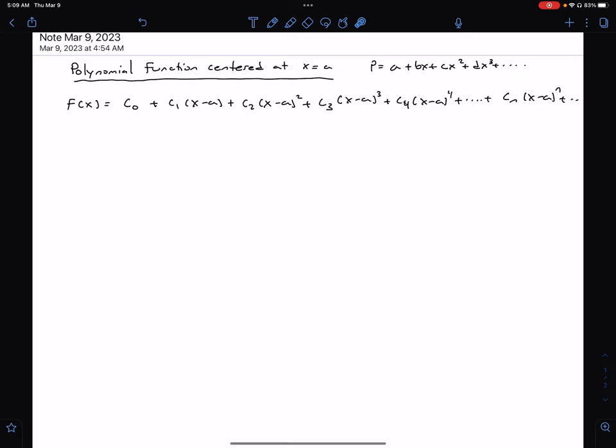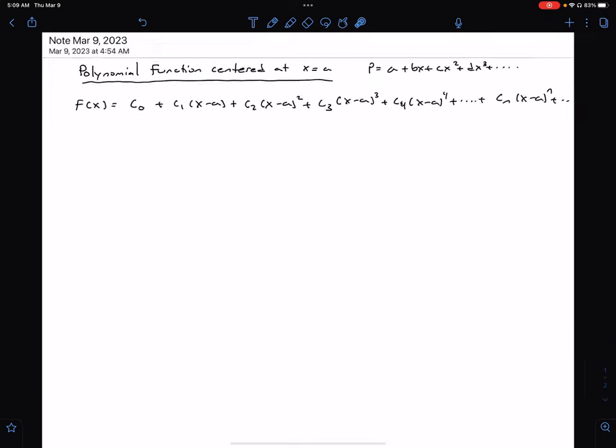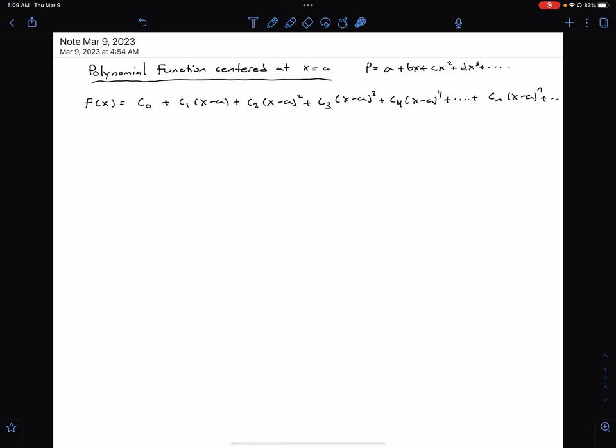Now what we want to do today is come up with a technique to find the coefficients in front of all of those. Notice we went all the way down to the generic term, c sub n times x minus a to the n. We just keep going, but we're going to stop at the generic term. So our goal is to find the coefficients. In doing so, we're going to generate a very important formula called a Taylor polynomial.